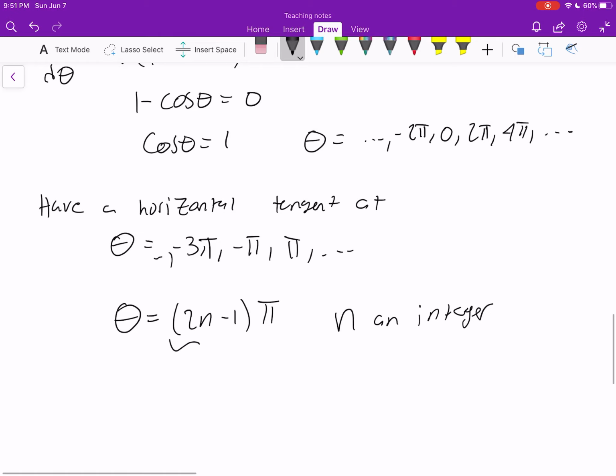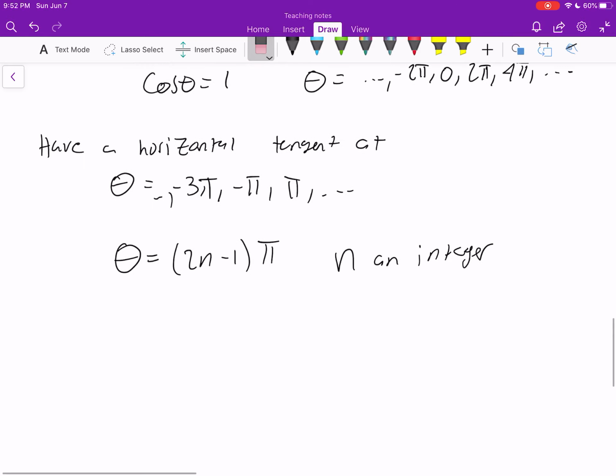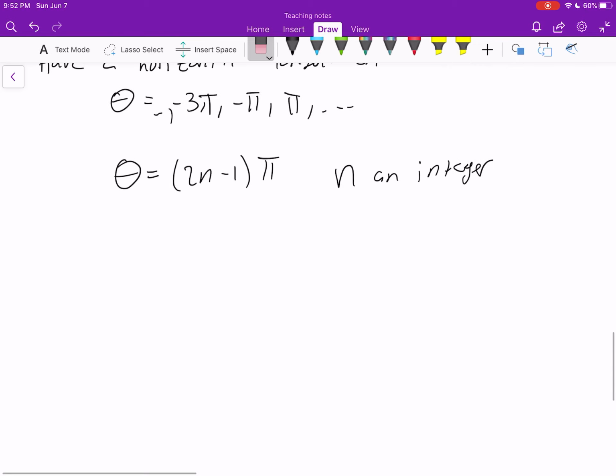So this 2n minus 1 part means that if you plug in any integer, by integer I mean whole number, positive or negative, that'll be an odd number. You can try it out. If you plug in 2, you get 2 times 2, which is 4, minus 1 is 3. If you plug in 6, you get 2 times 6 is 12, minus 1 is 11. So no matter what integer you plug in there, that's odd. So I can write the odd integer multiples of pi like this. And so for theta equal to (2n minus 1) times pi, I have a horizontal tangent line. And so let's figure out the points that happens at.